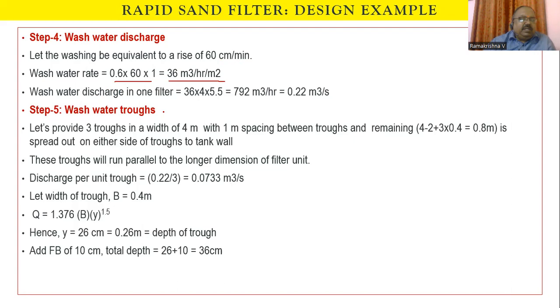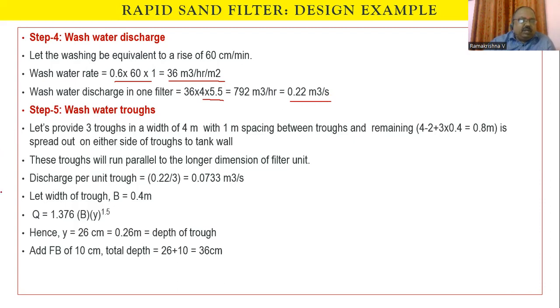So the wash water discharge in one filter: this is per meter square. Already we have calculated the size of the filter bed as 4 meter width and 5.5 meter length. So the area will be 4 into 5.5 multiplied by the wash water rate 36, which comes out to be 792 meter cube per hour. If we convert to meter cube per second, it is approximately 0.22 meter cube per second.